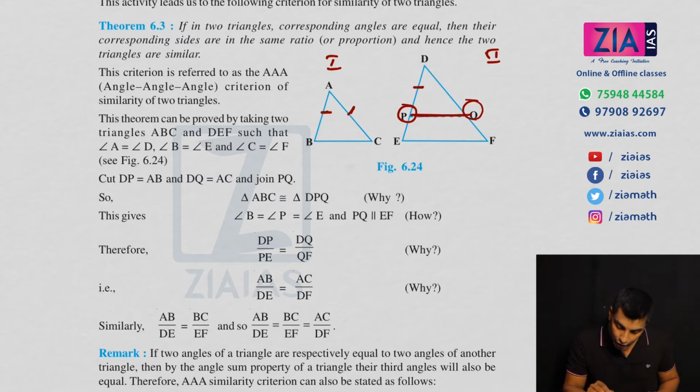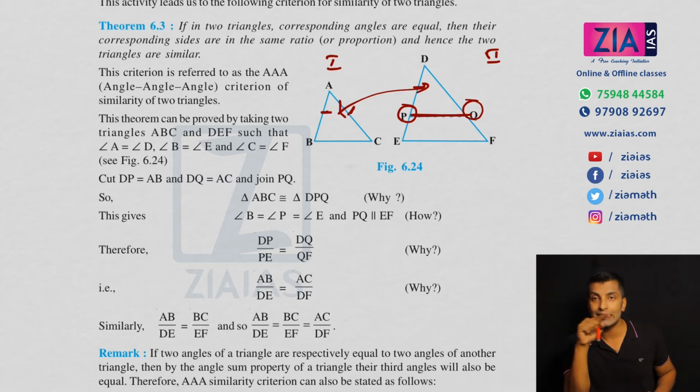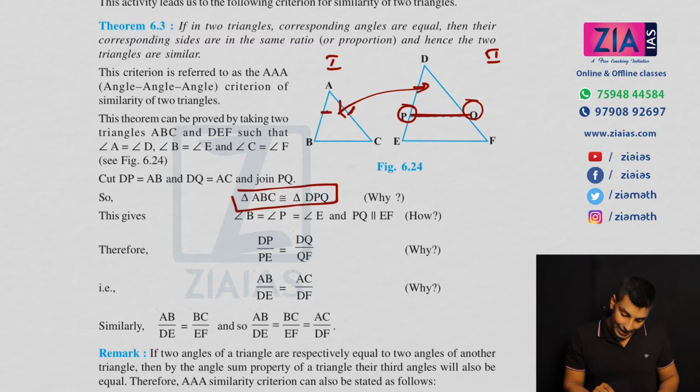Now join PQ. So you got a triangle. So these two are now congruent. Why? Because all the angles are the same and all the sides are the same. So you can write triangle ABC and triangle DPQ are congruent.